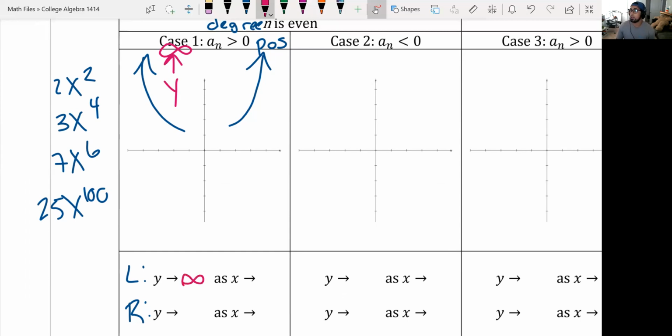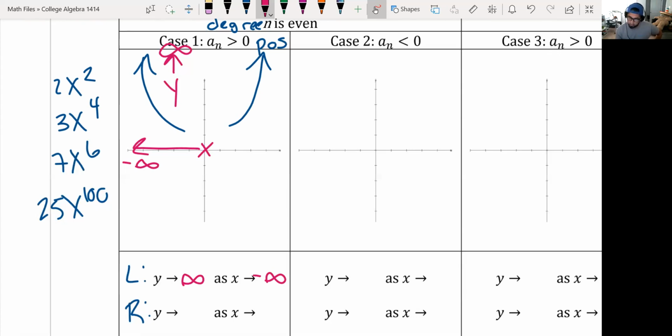So on the left side of the graph, if you look down below, we say that as y heads towards infinity, what is x doing? Well, if y is headed towards infinity, this means x has to be headed towards negative infinity. So as x gets smaller and smaller towards negative infinity, y is getting larger and larger towards positive infinity. That's what's happening on the left side.